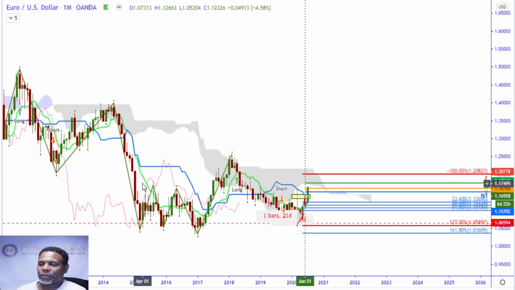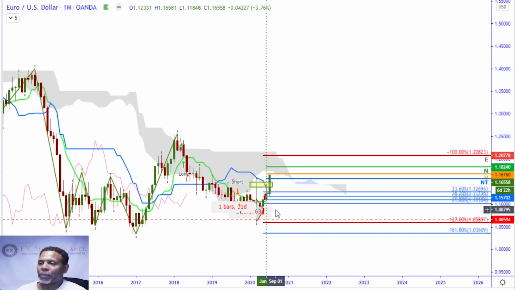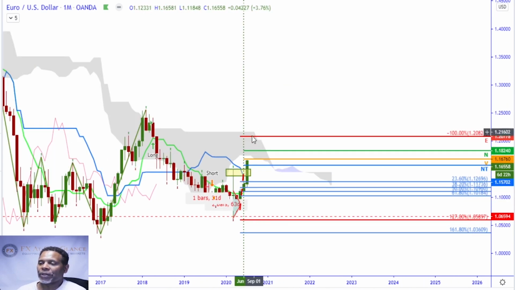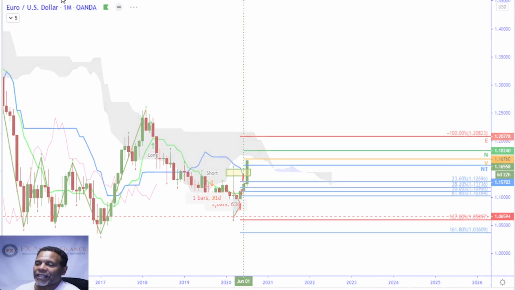So it looked like the monthly tried to put in quite possibly a formation here and break to the upside. Now we're back down. Again, you could see the structure developing. This might be a good moving market to the upside for quite a while for the Euro USD. Let's go to the daily time frame.